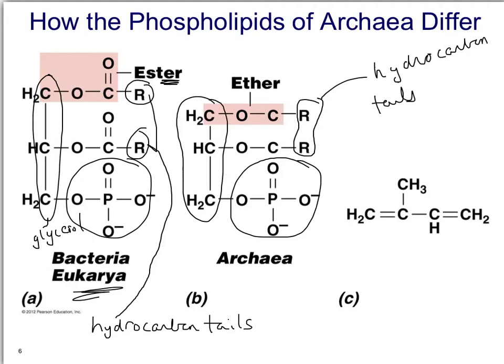Although note that the hydrocarbon tails are made out of isoprene units, as shown here for C. That's a slight difference between phospholipids in these organisms. And the other important difference is that those hydrocarbon tails are attached to the glycerol backbone not by ester linkages but by ether linkages.